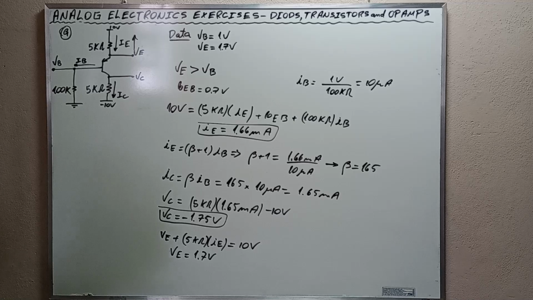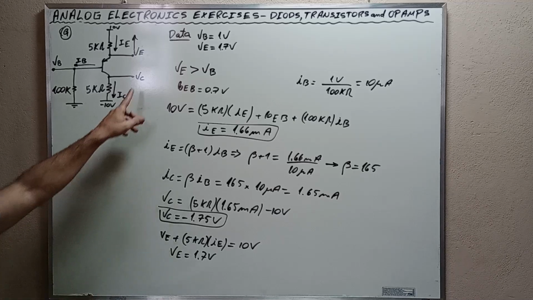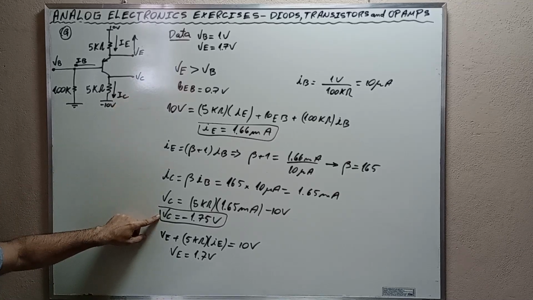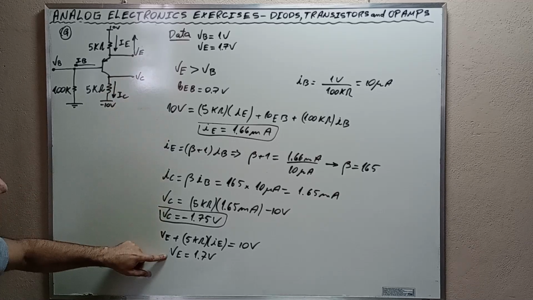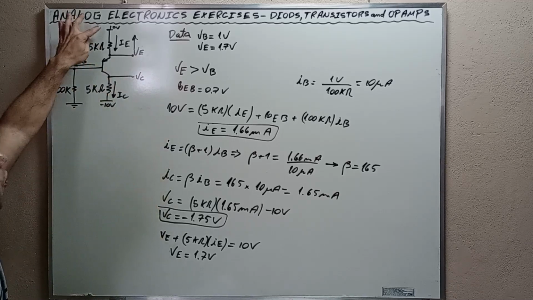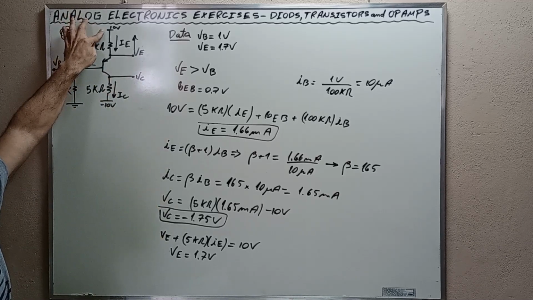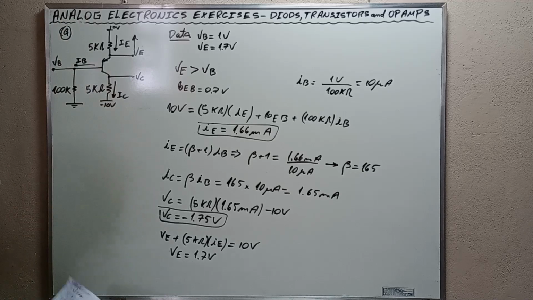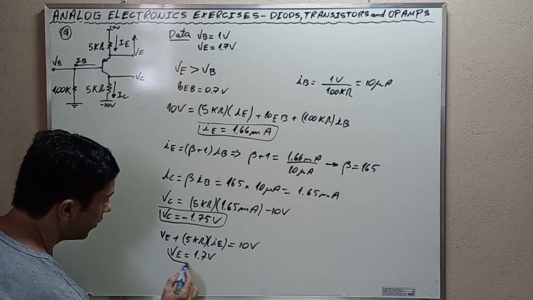Alright, my friends, this is all for exercise number 9. Observe that VC is negative, but VE is positive because of the influence of this positive voltage source. Okay? Take a look at them. They look similar, don't they?